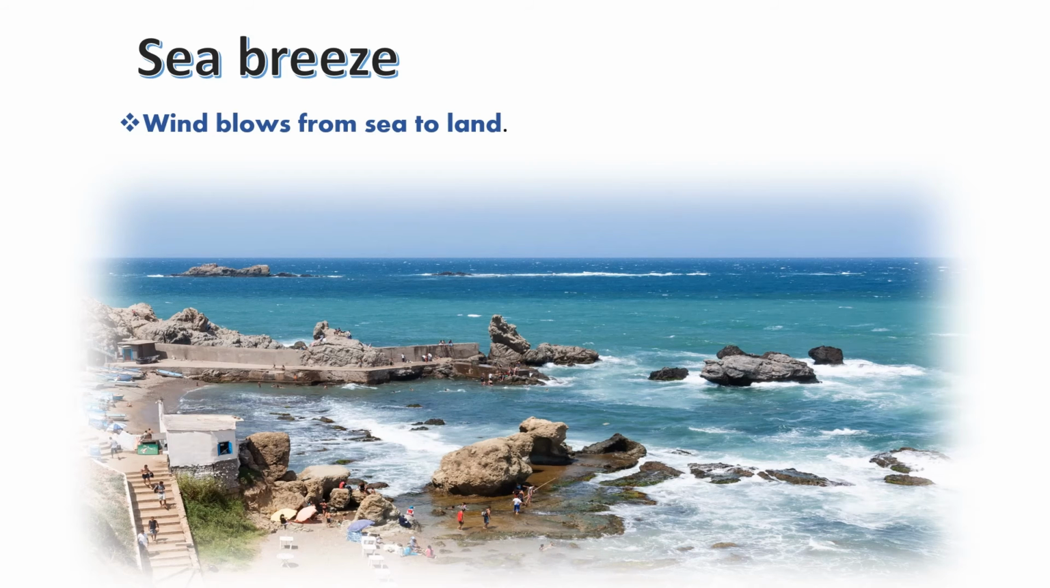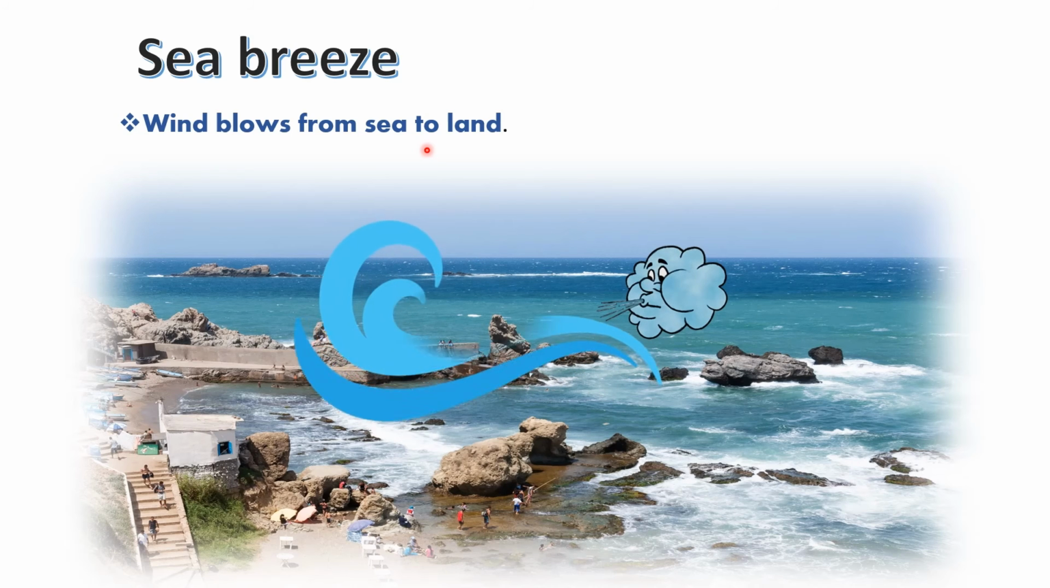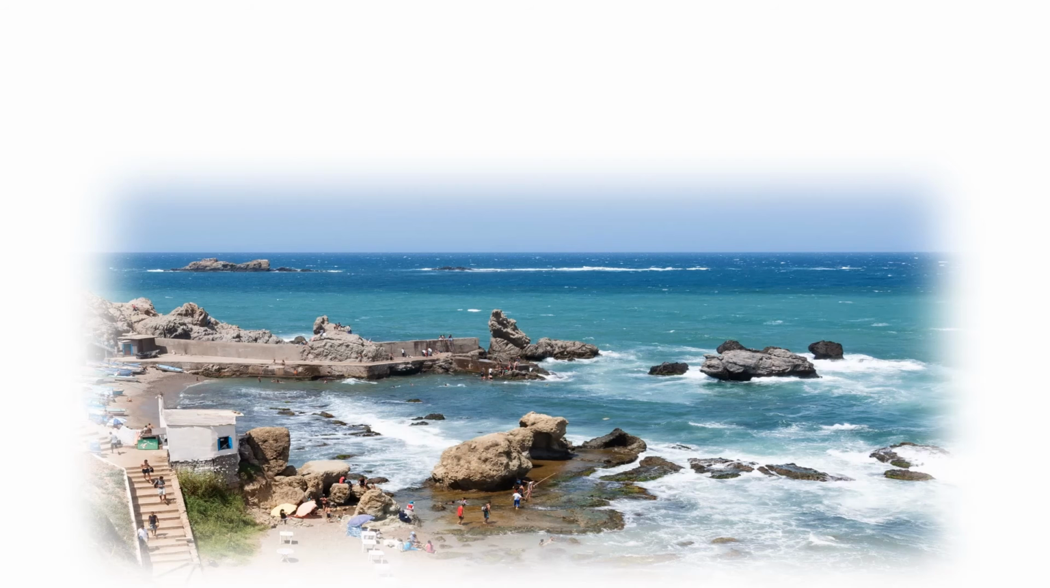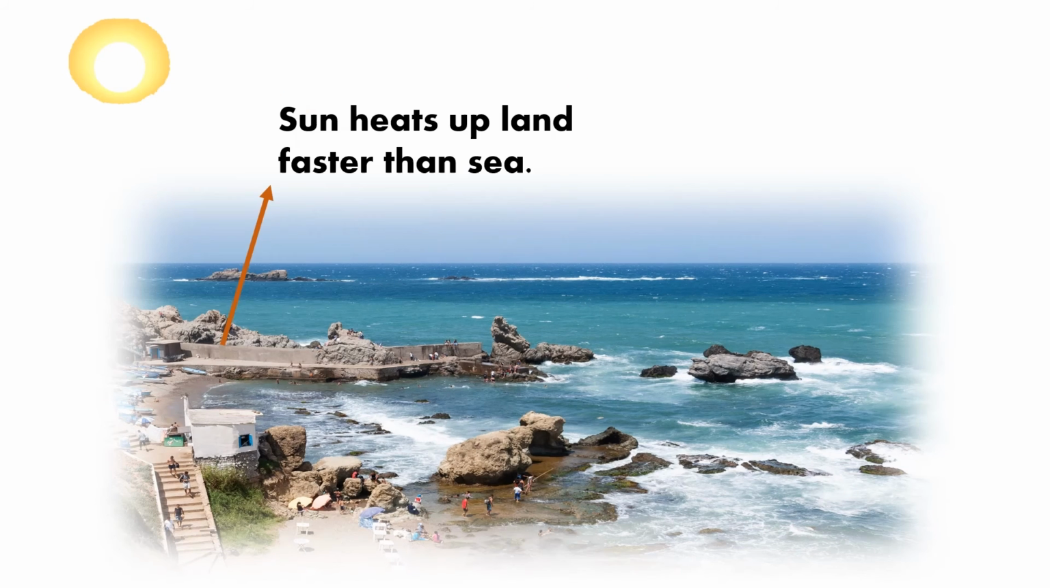Sea breeze is an example of convection process. In sea breeze, wind blows from sea to land. Sea breeze occurs in a day. Heat energy from sun is absorbed by the land and sea. However, sun heats up land faster than sea. Air above land becomes hot faster compared to the air above sea.